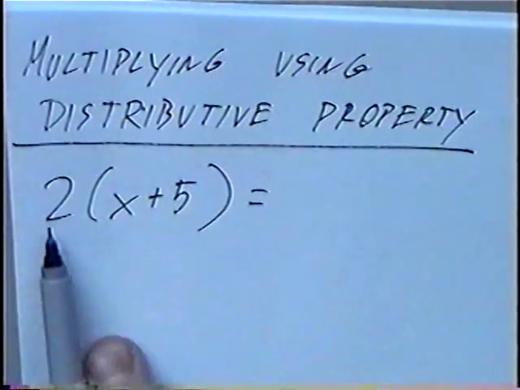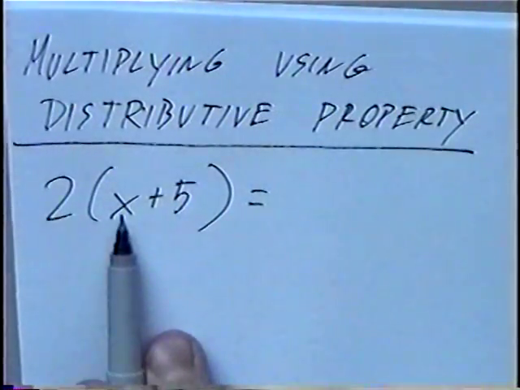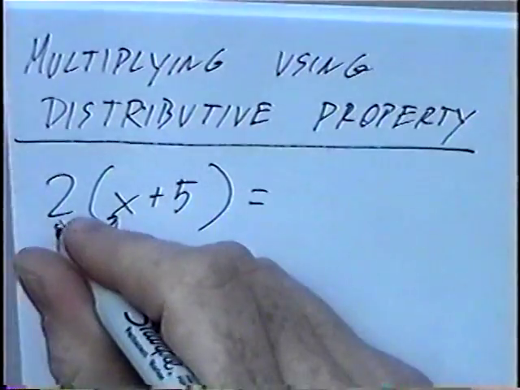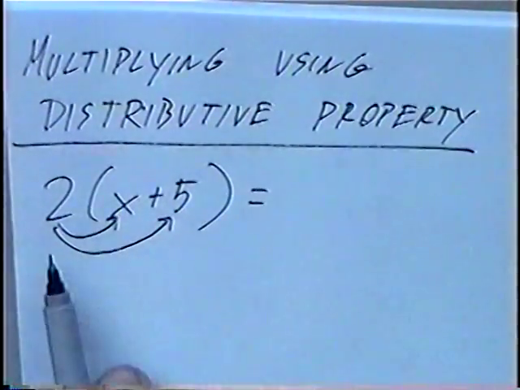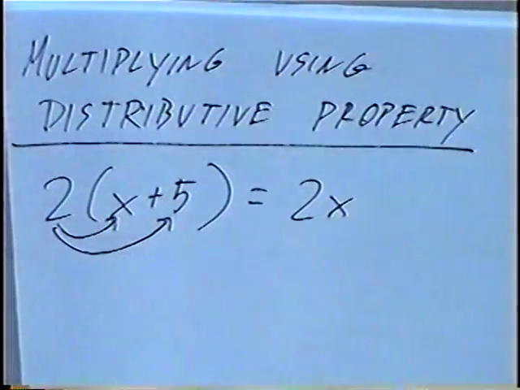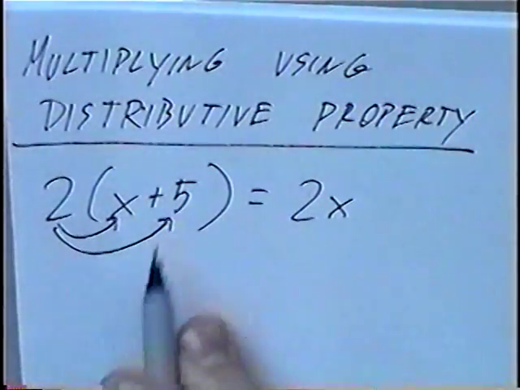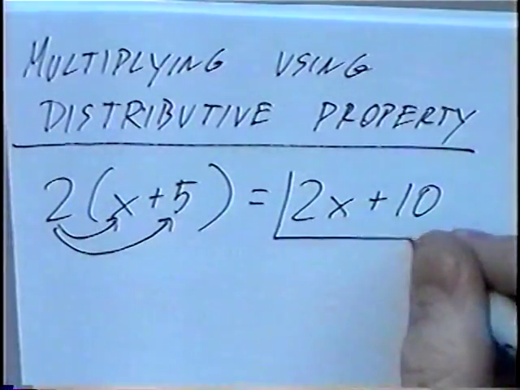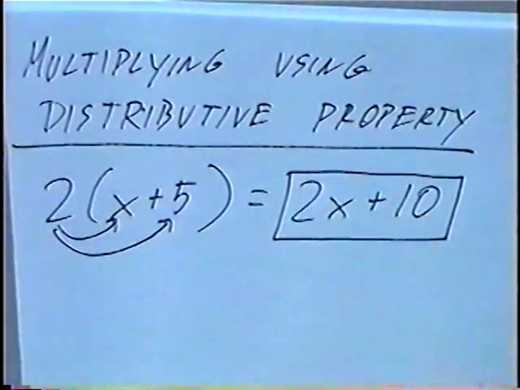Distributive property, we can take the number outside the parentheses and multiply it by each number and each term inside the parentheses. So the first multiplication, 2 times x, would be 2x, and 2 times a positive 5 would be plus 10. So our final answer, 2x plus 10.